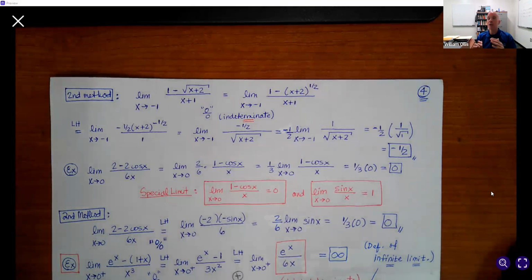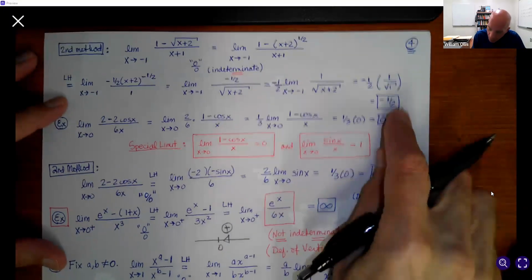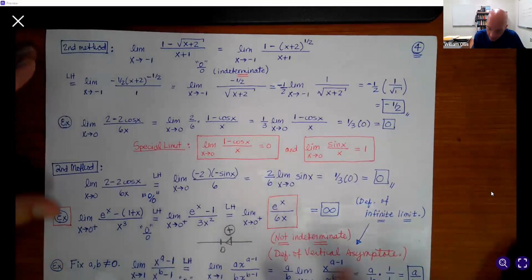So just remember, L'Hopital's rule does not guarantee the existence of a limit. It simply gives you a method of determining it that moves beyond the original expression. So of course, we get the -1/2 as we got before.